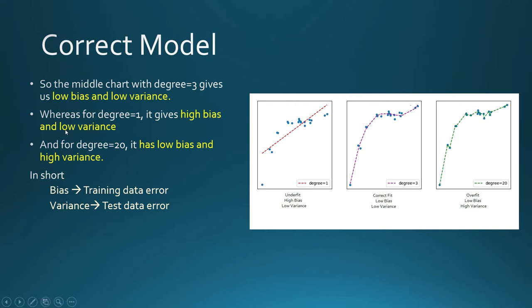But yeah, for saying it's high bias and low variance, it can be high variance also in this particular case. As you can see, it will give bad results on the test data as well. And for degree 20, it has low bias for sure, it's properly fitting on the training data, but high variance because it will give very bad results on the test data because it's a very complex model.